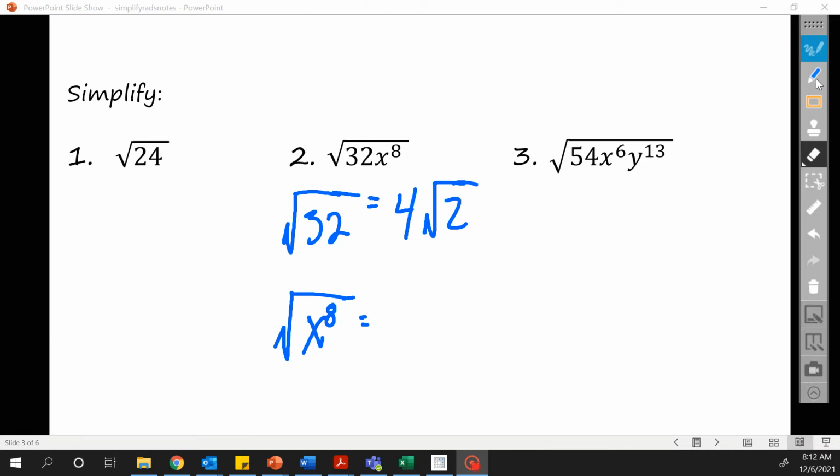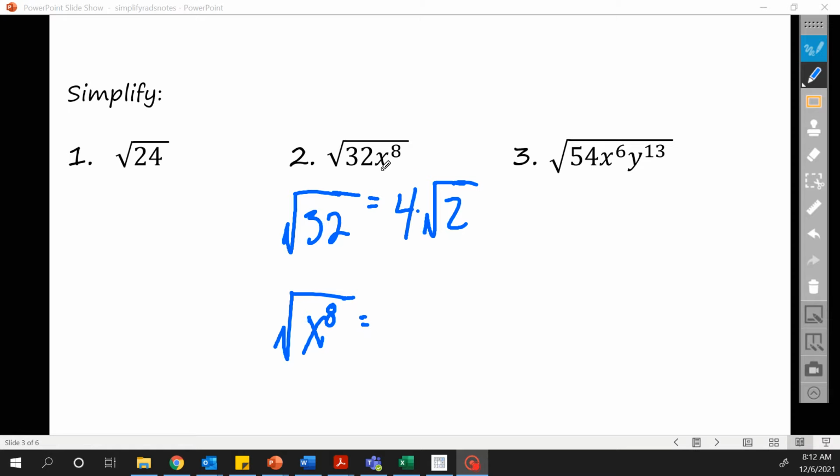Okay, so when you're thinking about this, it's convenient to think about what you can take out of the radical and what's left under the radical. So for the square root of 32, you can take a factor of 4 out of the radical, but there's still a factor of 2 that's underneath the radical.